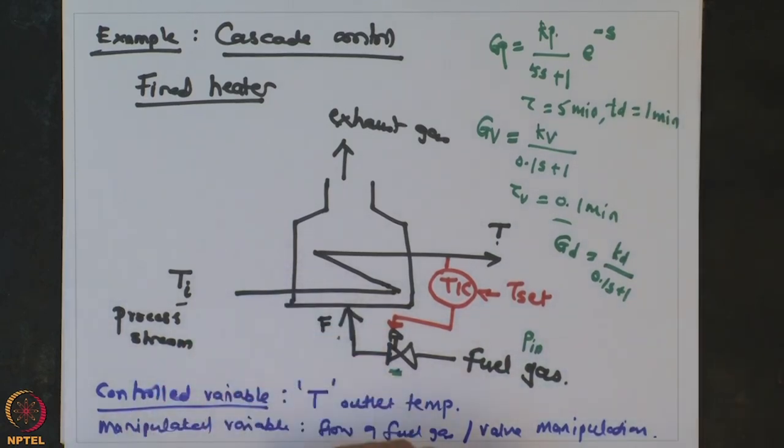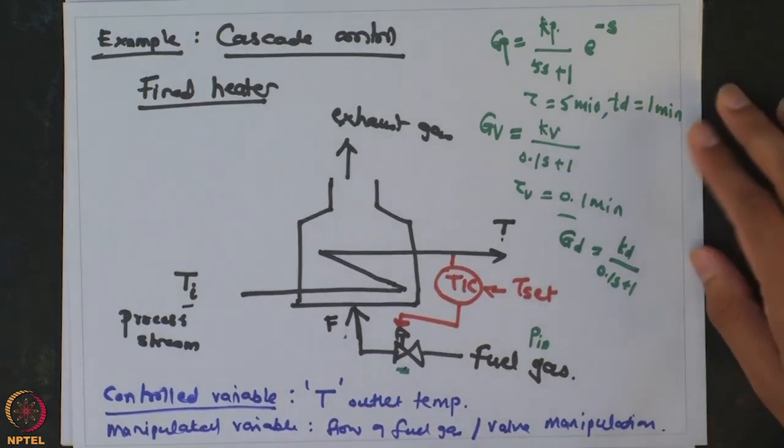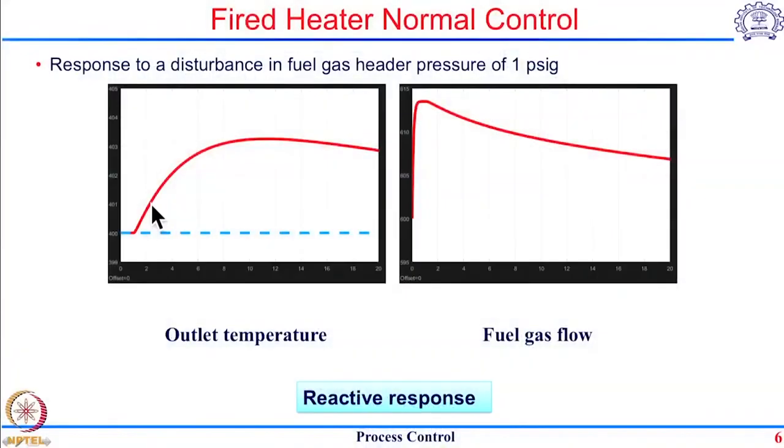So let me show you what the simulation shows for this system. So here is the corresponding response in a simulation model for this system. So you can see that up to 1 minute there is no effect on the outlet temperature, whereas the increase in the fuel flow because of this disturbance goes to a high value and remains there because the pressure disturbance is considered as a step change. And then you can see that only after 1 minute this temperature will start to show any effect.